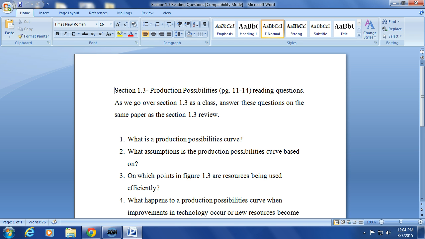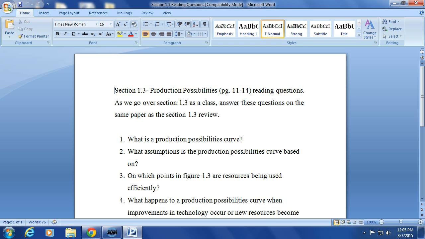And so now what we're going to be looking at is basically a graph of this idea of opportunity costs, which is called a production possibilities curve. And it's our first graph we're going to look at in this class. So what I want you to do is go ahead and turn to page 12, because we're going to look at number 1, and what is a production possibilities curve.